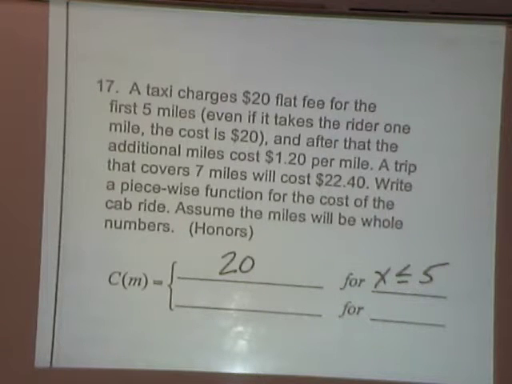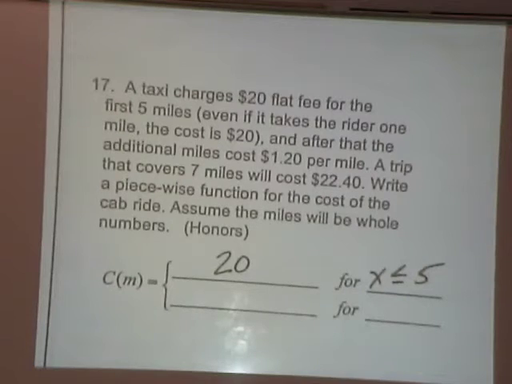20 plus 1.20x? Oh, yeah, that's what I mean. So what if x is 7? Is that going to give us that 22.40? For x minus 5, in parentheses. Wait a second. Yeah? All agree? Yeah.